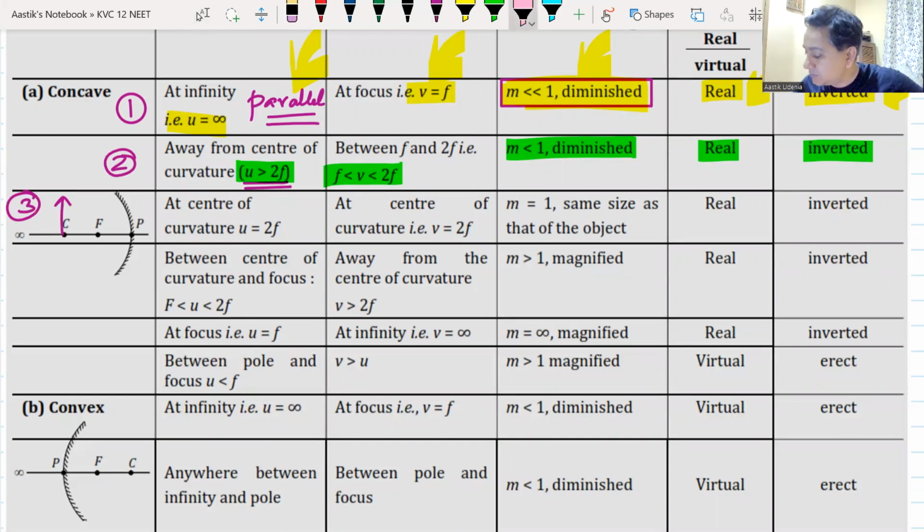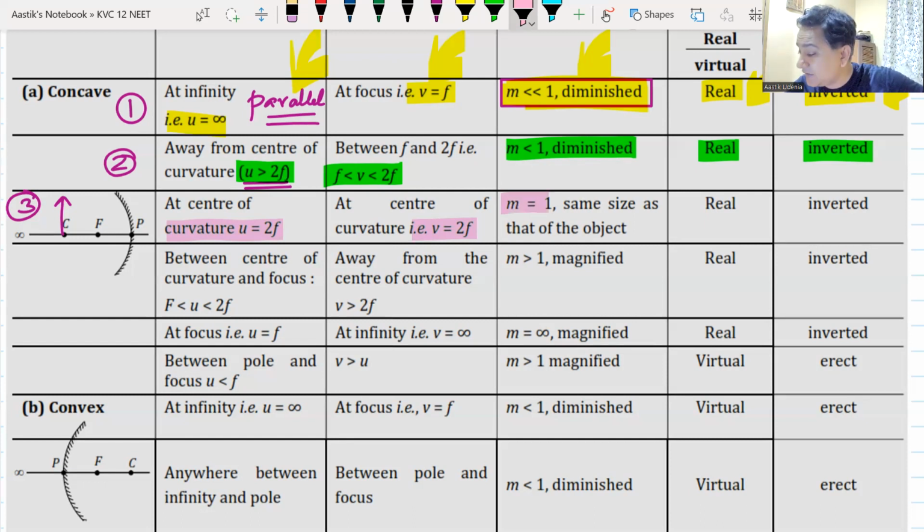The object, the pink one now, is placed at the center of curvature. The value of u is 2f. It would be minus 2f, sign convention wise. The image will also be formed at the same position. This is the only position where the image and the object coincide. So this is a very, very important case, because whenever you have a question where they say the object and image are formed at the same position, the answer is the center of curvature. Do we understand this? Yes, sir.